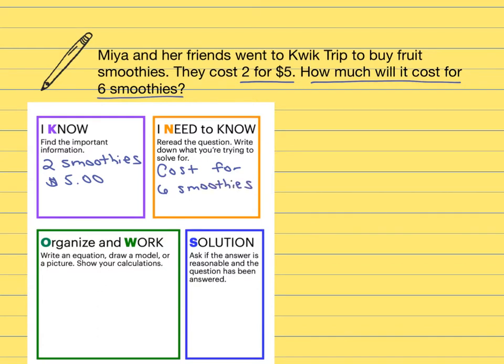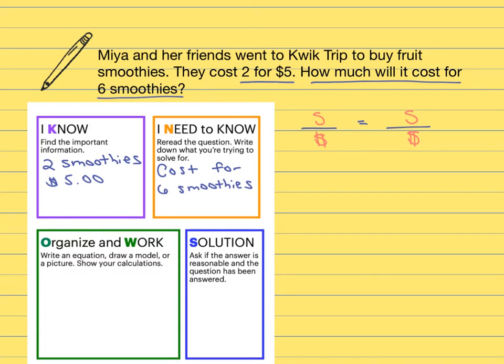Now that we have our information written down, we can move to organize and work. We're going to write a proportion. Now we know that a proportion is 2 equivalent ratios. What's really important when you write your ratios is that you are comparing like units. We're comparing smoothies, and I'll just write an S to abbreviate, to the cost. I'll put a $ sign. So smoothies is going to be written as our numerator, and the cost will be written as our denominator.